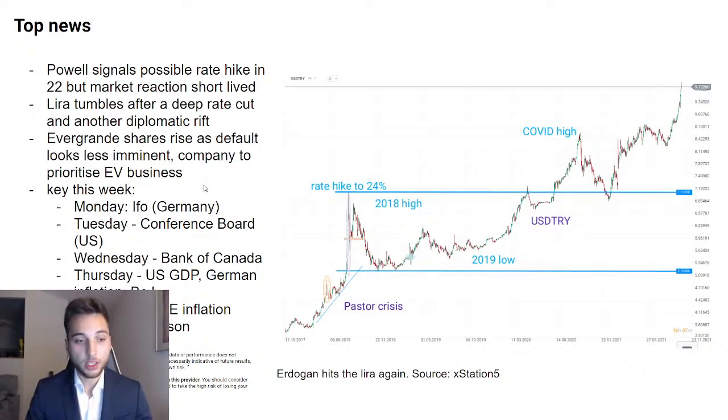Some key events this week have been IFO from Germany on Monday, Conference Board in the US on Tuesday, and the Bank of Canada decision yesterday, Wednesday. Today we had US GDP, which was below expectations. We had German inflation, which was at the highest level in 30 years, since 1993. And then we have the Bank of Japan decision as well, along with the ECB conference and ECB decision as well.